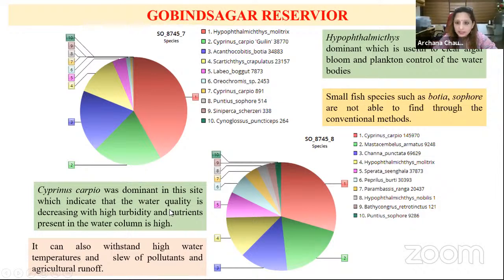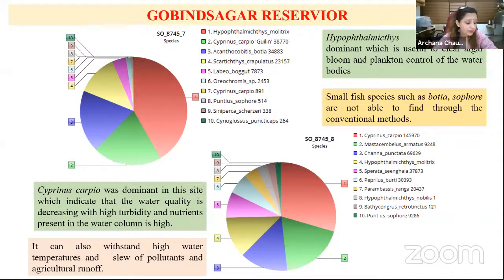Studies have shown that the common carp, Cyprinus carpio, is generally dominant at sites where the water quality is not very good. This means it is able to survive under conditions where the water has very high turbidity and the nutrient content is on the higher side. It is also able to withstand high temperature and a slew of pollutants and agricultural runoff.